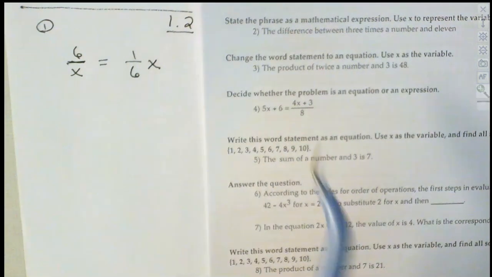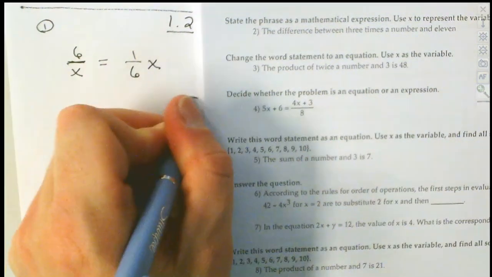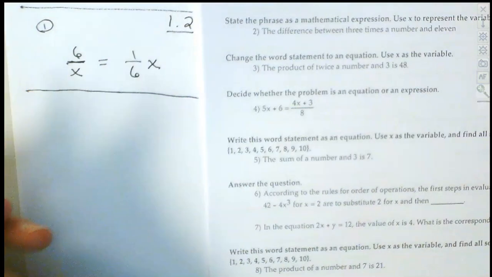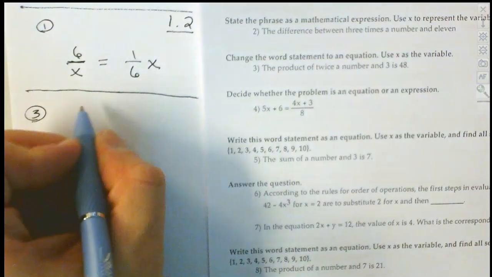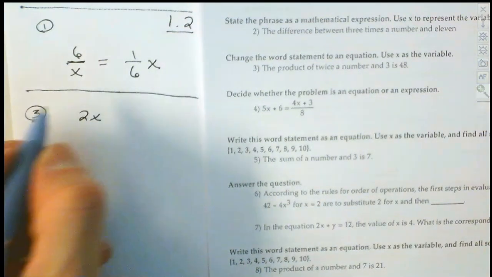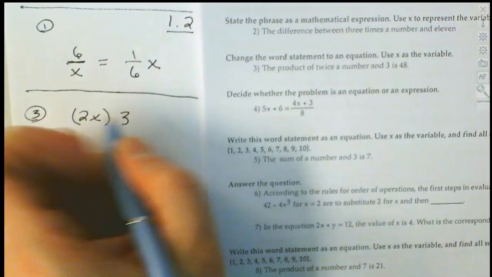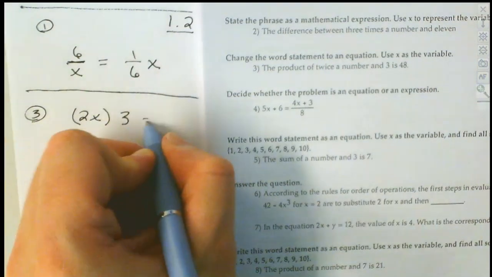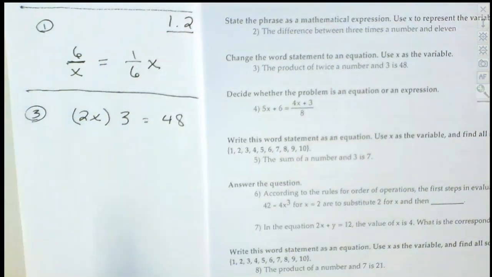So twice a number, what would that be? Okay, twice a number would be 2x. And then what are we going to multiply that 2x by? 3. "Is" means what? Yep, equals. And what does that equal now? 48. I'm going to go ahead and clean these up a bit.